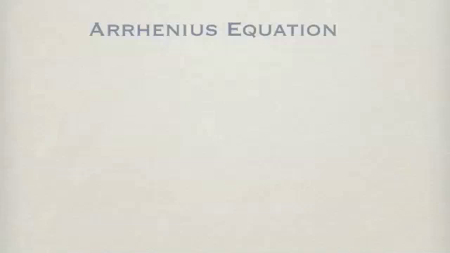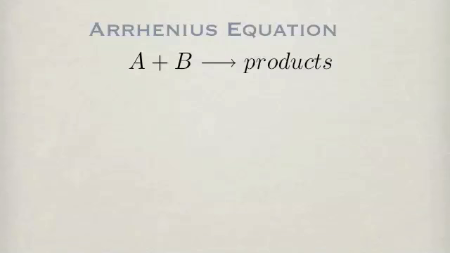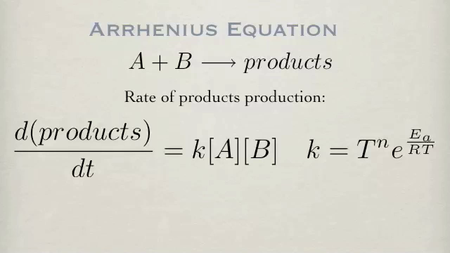From the discussion of bimolecular collision theory, we have the rate equation for a single reaction of species A and species B combining to form products. The rate of production of these products is k times the concentration of A times the concentration of B, where the rate constant k has the temperature dependence of T to the exponent n and the exponential of the activation energy divided by RT.